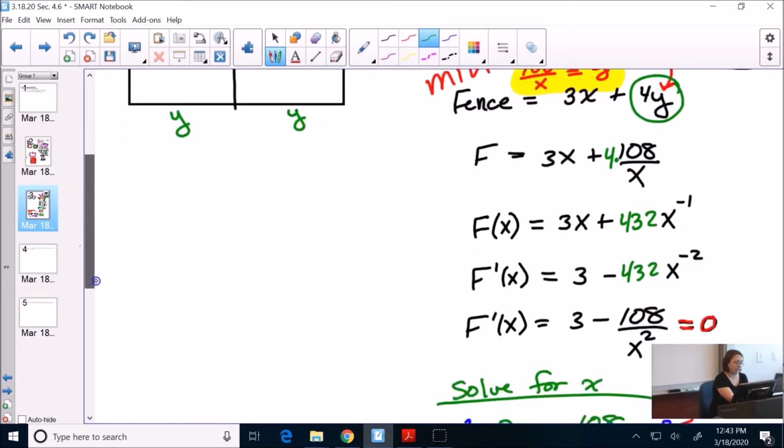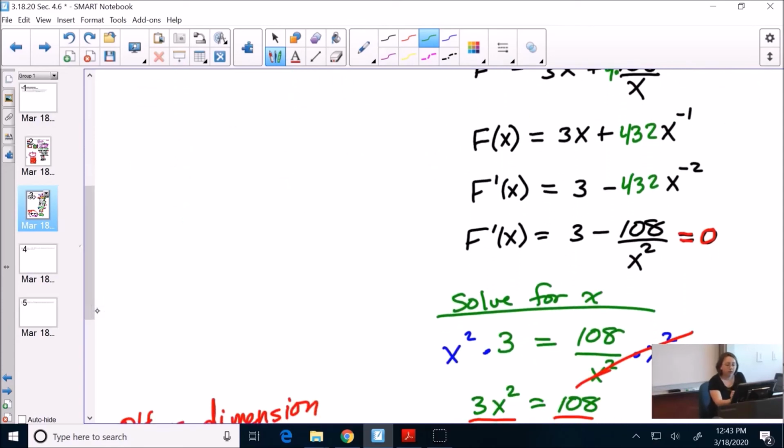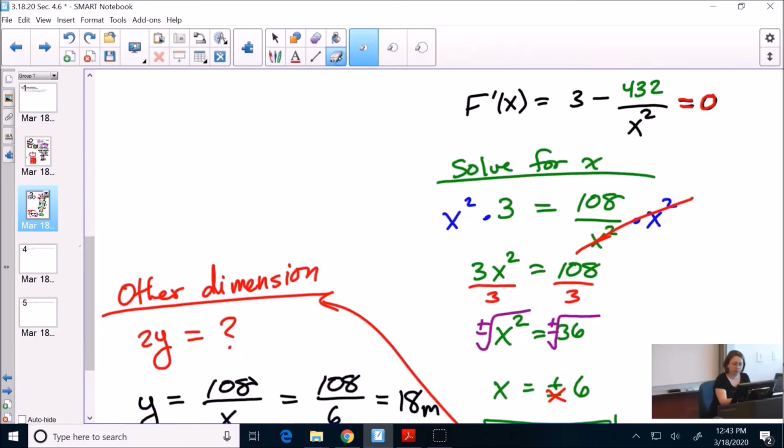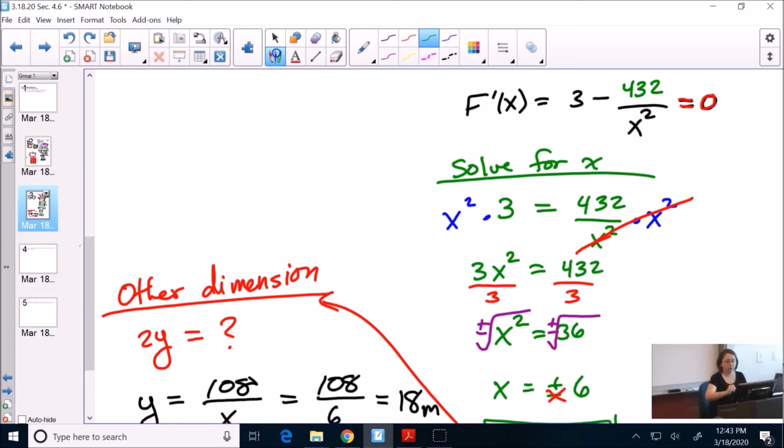Of course, I did it differently than I did in my notes. I need to check my answers. Always check your answers. And then we get 432 here. So 432 divided by 3 would be 144. So we have 144 in here. The square root of 144, we can also find, that's 12.